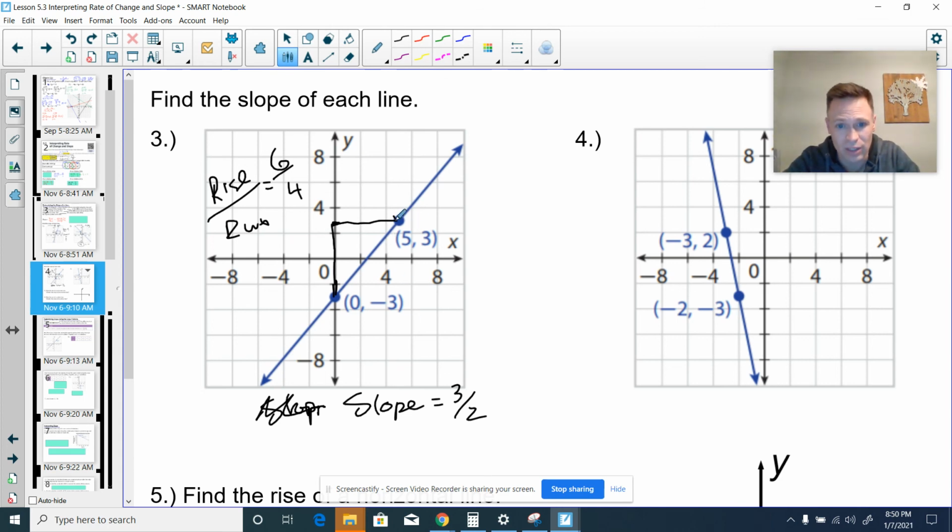Now, I can use that slope to find the next point on the line. That's what the slope is for. It tells you where to go to get next points on the line. So if I go up 1, 2, 3 again, and then I go right, 1, 2, I should get on that line again. And it turns out that I do. Okay. Again, if I go up 1, 2, 3, and I go right, 1, 2, I get on the line again.